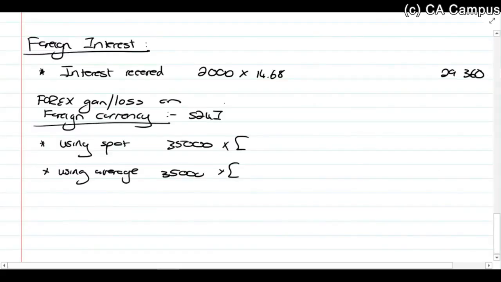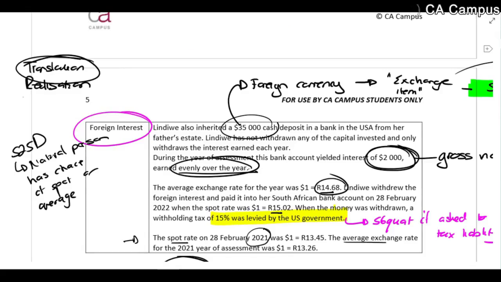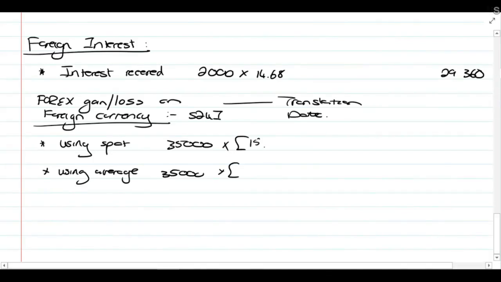So for the spot rate, remember guys, we're doing this on translation date. Sorry, that's the end of the tax year. So let's look at the spot rate. The spot rate is 1345 at the end of last year, and it is 1502 at the end of this year. That gives us a gain, and you see the amount has increased. We've got more South African rands now, 54,950 as a gain.